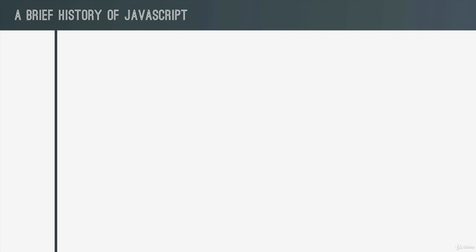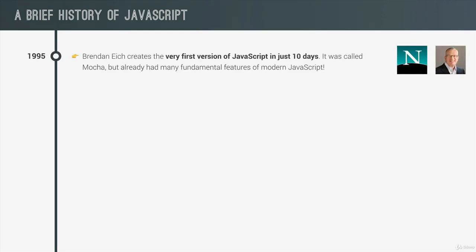Quickly after the internet was invented and the first web browsers were developed, developers wanted to start making websites more interactive. In other words, they needed a programming language for the browser. So in 1995, the Netscape Navigator, which at the time was the dominant browser, hired a guy named Brendan Eich to create the very first version of JavaScript in just 10 days. It was called Mocha, so not JavaScript yet, but it already had many of the fundamental features that modern JavaScript has today. That's very impressive, that he created this first version in really just 10 days.